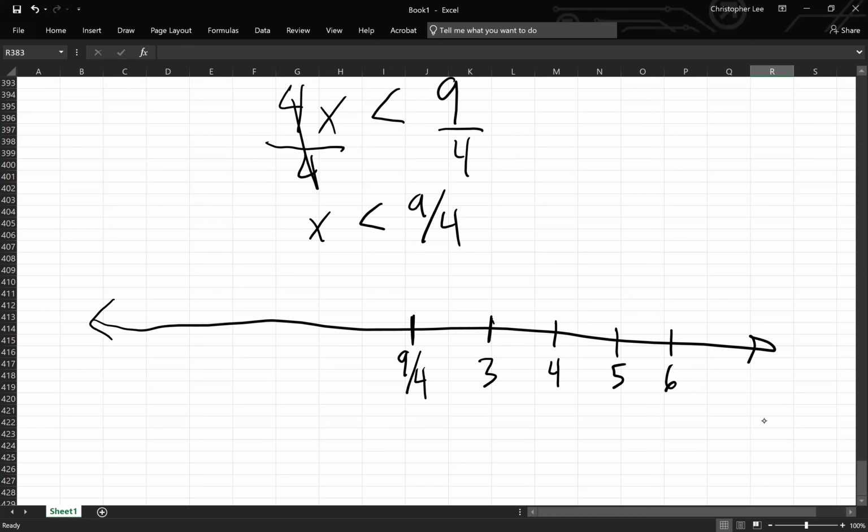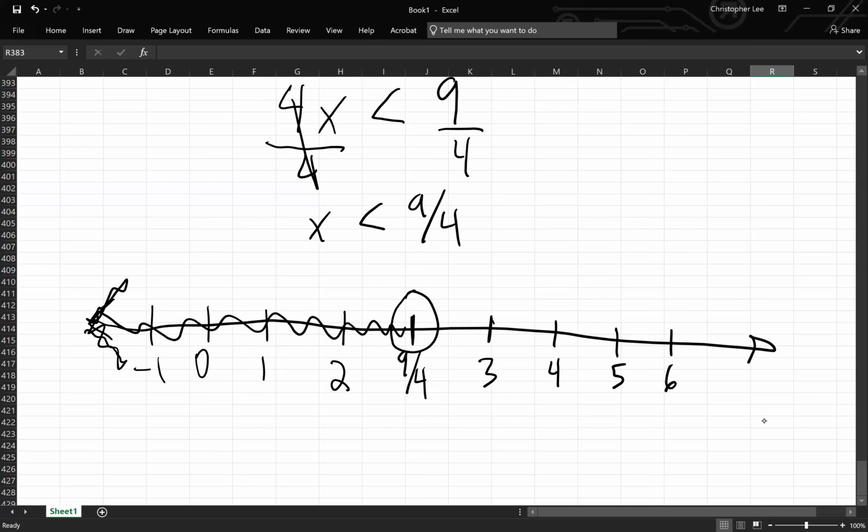All right. How about to the left of 9 over 4? How about 2? How about 1, 0, -1? You get the idea, right? The numbers to the left are getting smaller, the numbers to the right are getting bigger. That's it. Now this is less than 9 over 4, so we could do an open circle. You could do a parentheses also if you want, no problem. And then you want the numbers that are smaller than 9 over 4, so those are the numbers to the left.